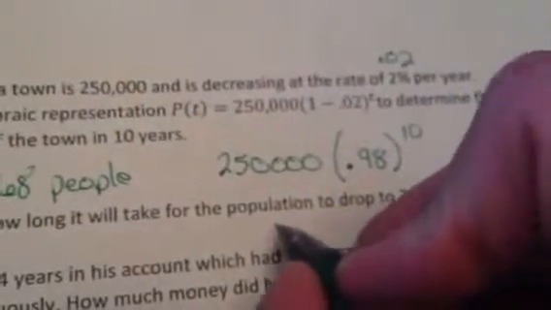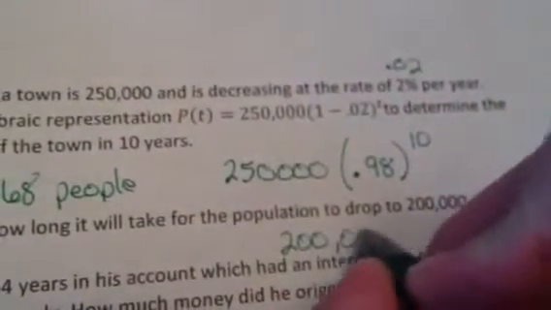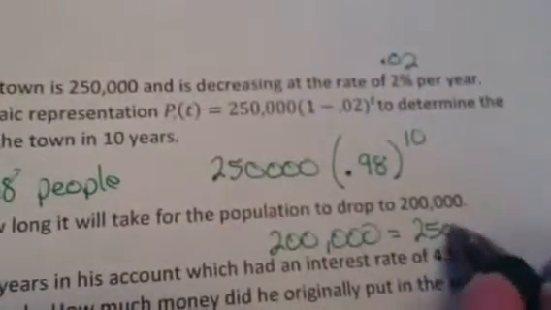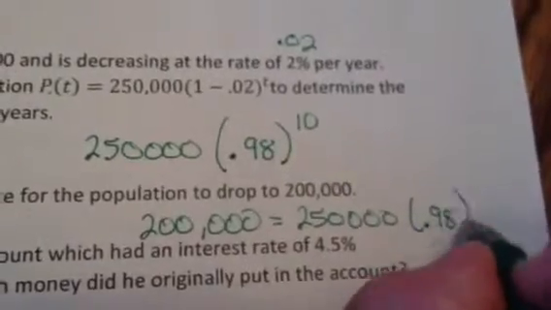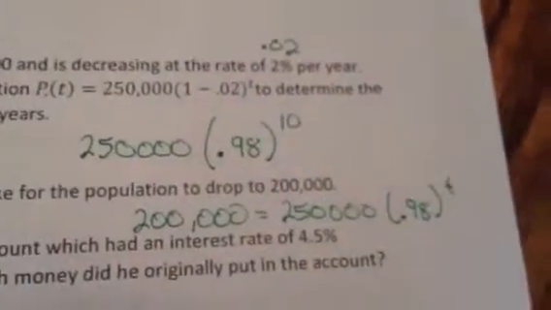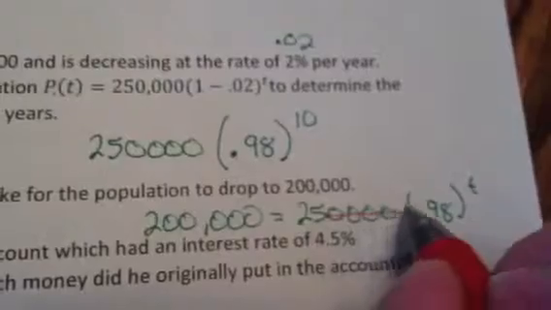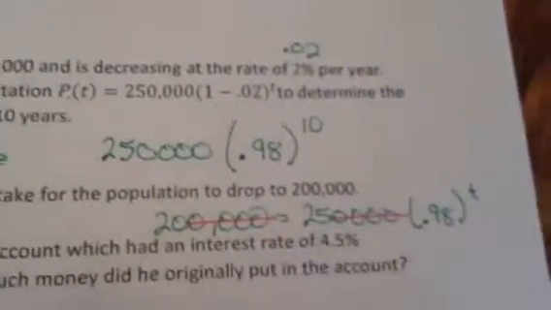And how long will it take for the population to drop to 200,000? So again, put that where this is. Again, I changed that to 0.98, so I'll just keep it like that. And this time I'm going to solve for t. So here I'm going to take off 4 zeros, so here I'm going to take off 4 zeros. So I'll be using 20 and 25 when I do this.